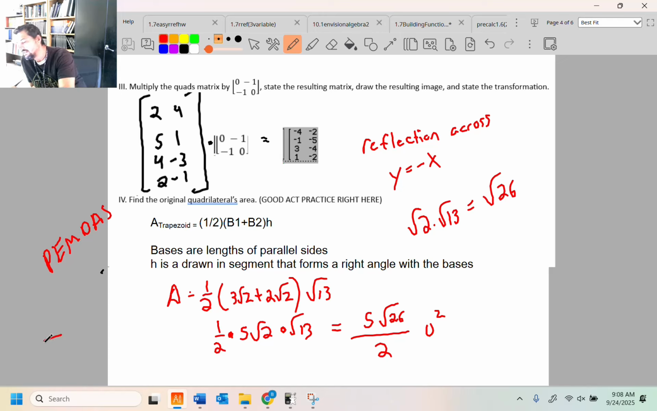You cannot say this is now 5 root 13. You can't do things like that. That's a radical. It's not a 26 in there. It's actually something a little more than 5. So that's as far as you take that thing.